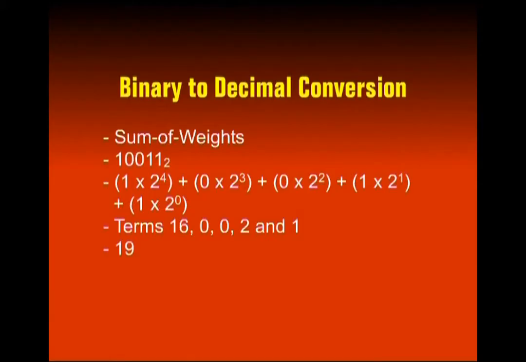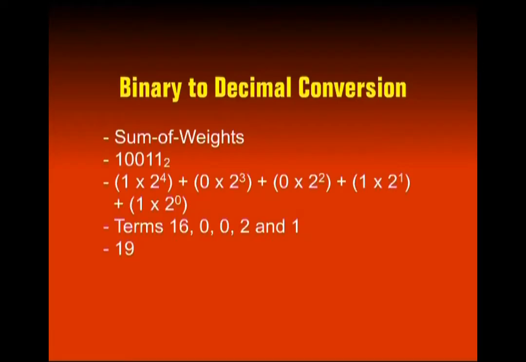As I mentioned, you have to write an expression in terms of the base value and weights. So the number to be converted is 10011. The expression can be seen here. It has 5 terms. The weight of the most significant binary digit, which is of course a 1, is 2^4.